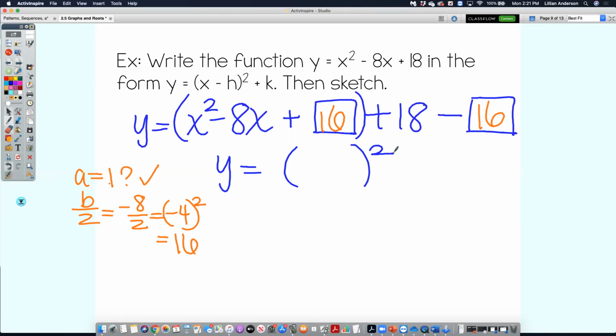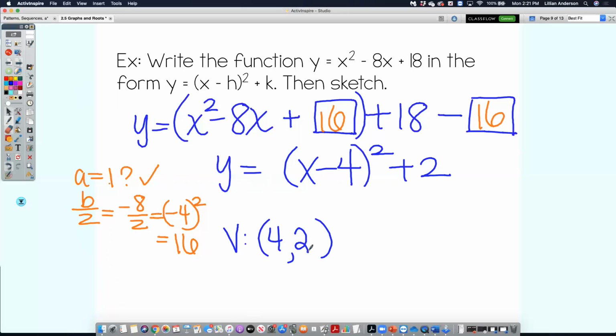This can be read in the form of x plus a number, or x minus a number, squared. What's the inside? Negative. x minus 4 squared, and then on the outside? 2. What's the vertex of my quadratic? (4, 2). So that means from the origin where the vertex originally was, I moved to the right 4 units and then up 2 units.